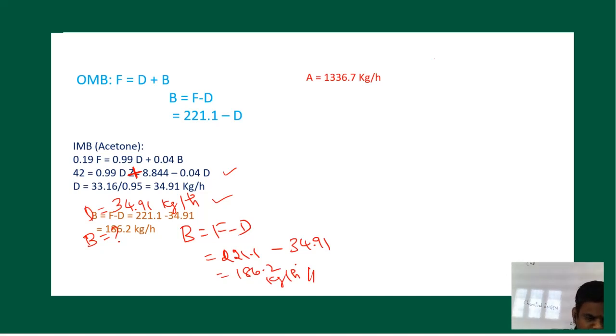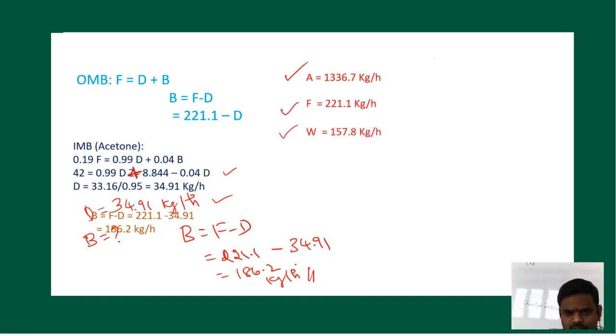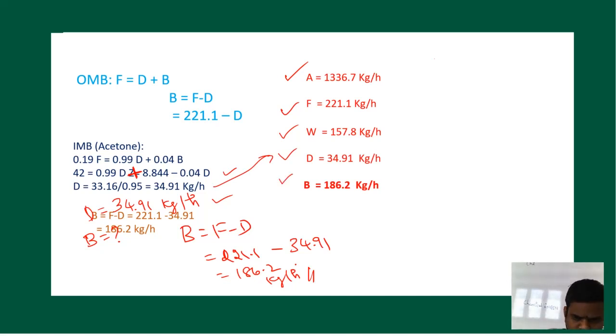Now we have almost determined everything. So write down all the values. The A value we have determined to be 1336.17 kg per hour. The F value we have determined is 221.1 kg per hour. Okay, and the W value we have determined to be 157.8, and the D value just now we have determined: D equal to 34.91, and finally we got the B value, which is 186.2 kg per hour. So now all the values are there. We have to verify it once.